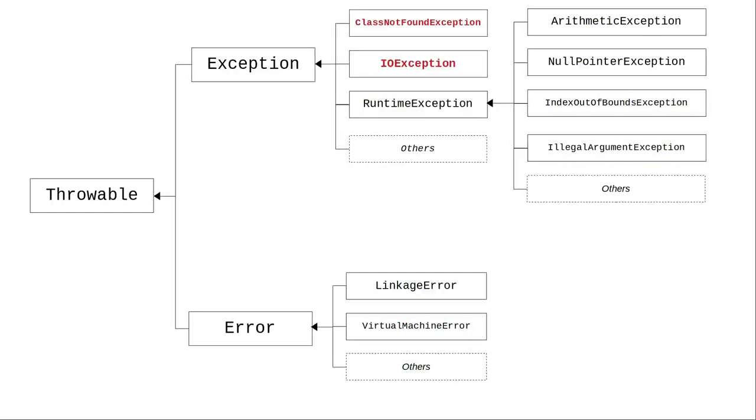There are, however, exceptions that you must handle within your program. These are called checked exceptions. If you use a method that could throw a ClassNotFoundException or IOException, the compiler will insist that you deal with it, either by catching it or throwing it to the method that called your method. We'll be seeing IOException a lot when we talk about files later in this chapter.